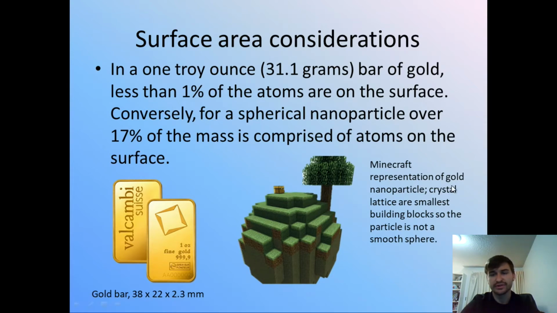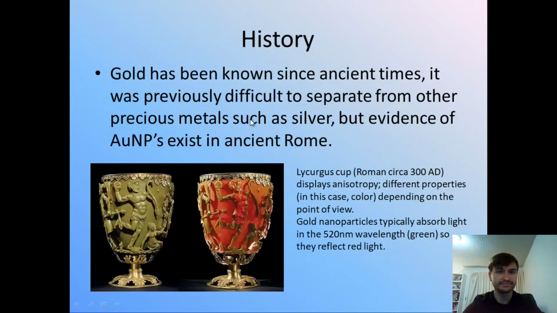Gold forms in an FCC, face-centered cubic, lattice structure, with the smallest building blocks, like our Minecraft analogy. So when we get to something that is nanometers in size, the surface topography doesn't look perfectly smooth. It looks more jagged, like this Minecraft representation here. And so these vertices, those edges, are very reactive for these reactions.